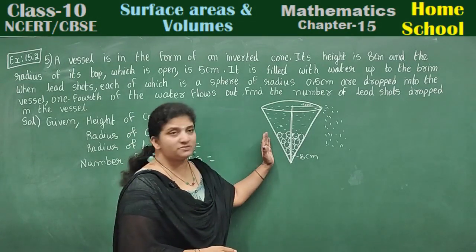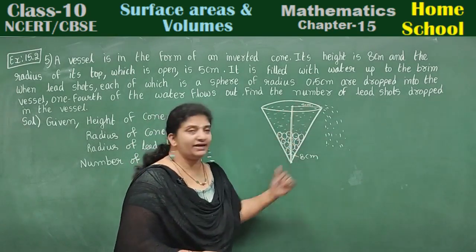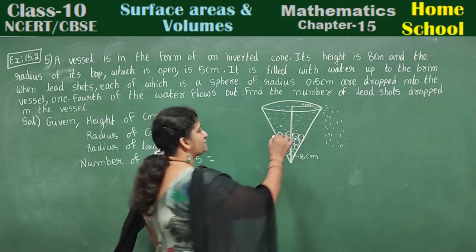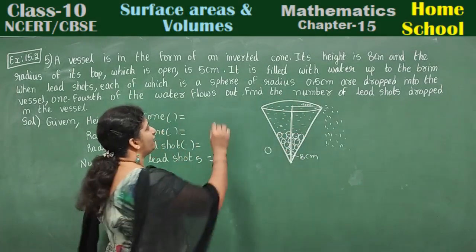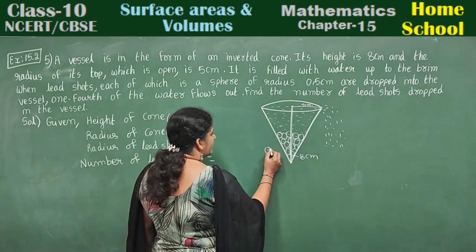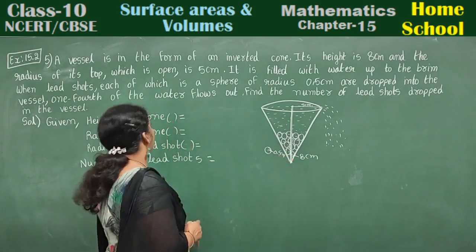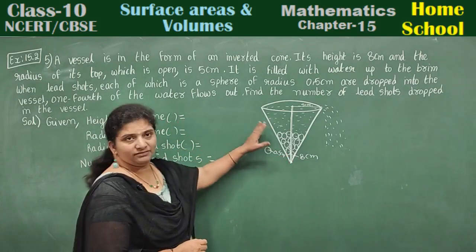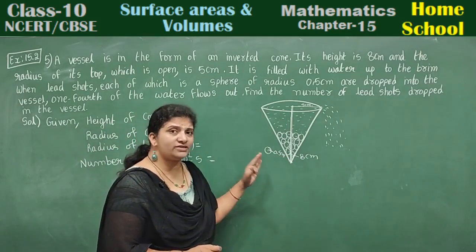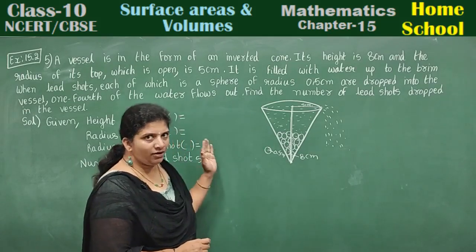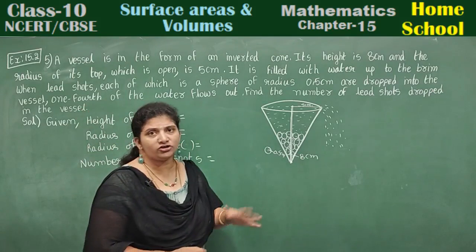Now let's see this picture. Inverted cone, radius 5 centimeters, height 8 centimeters, and spheres are dropped. Let me draw one sphere aside and write the radius of the sphere. What is the radius of the sphere? 0.5 centimeters are dropped into the vessel. How many lead shots? They did not give us. Read the problem carefully. 1/4 of the water flows out.